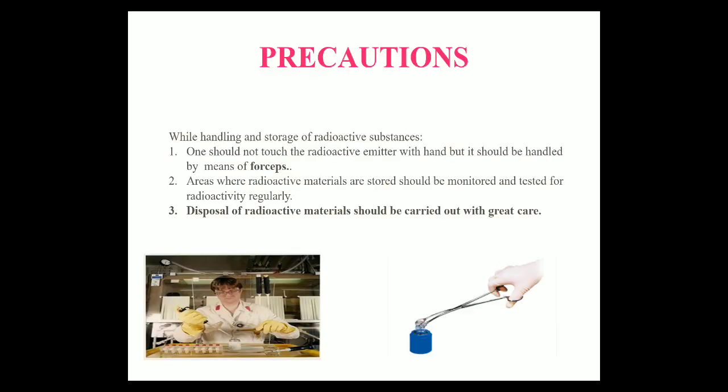Precautions. What kind of precautions do we have to take while handling and storage of radioactive substances? First, one should not touch the radioactive emitter with the hand, but it should be handled by means of forceps. In this slide, I have shown you a picture of a boy handling a radioactive substance. Anyone who comes directly into contact with a radioactive substance needs to handle it with the help of forceps, not directly with hands.